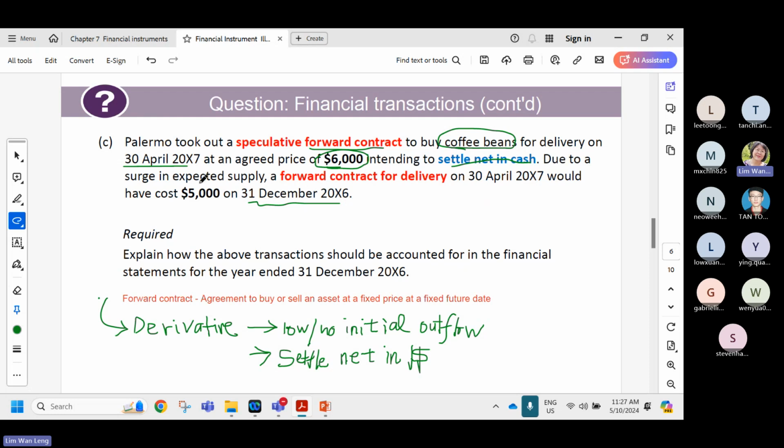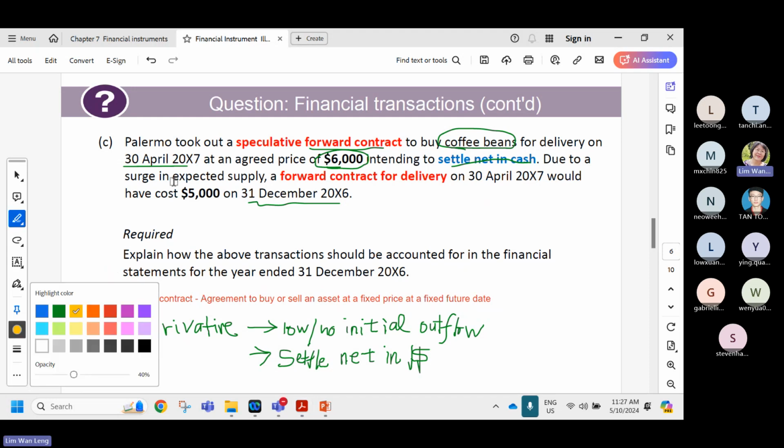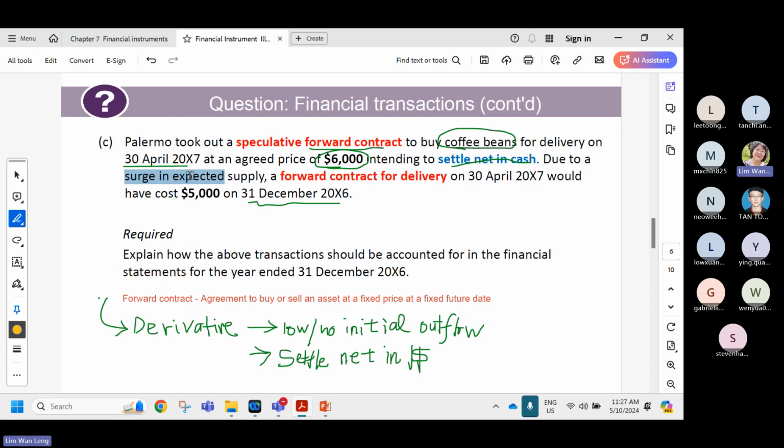So, due to a surge in expected supply. Meaning what? Surge in expected supply. You know that coffee beans are an agricultural produce. Maybe when you entered into the contract, you didn't know that the weather condition was very favorable for the coffee beans harvest.